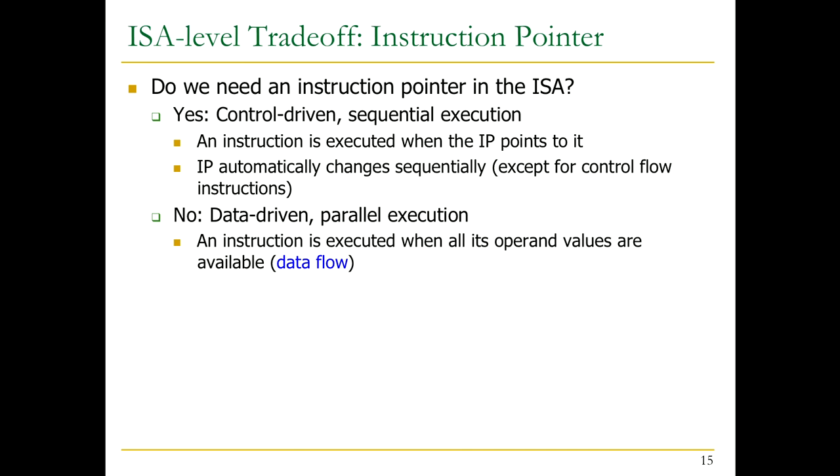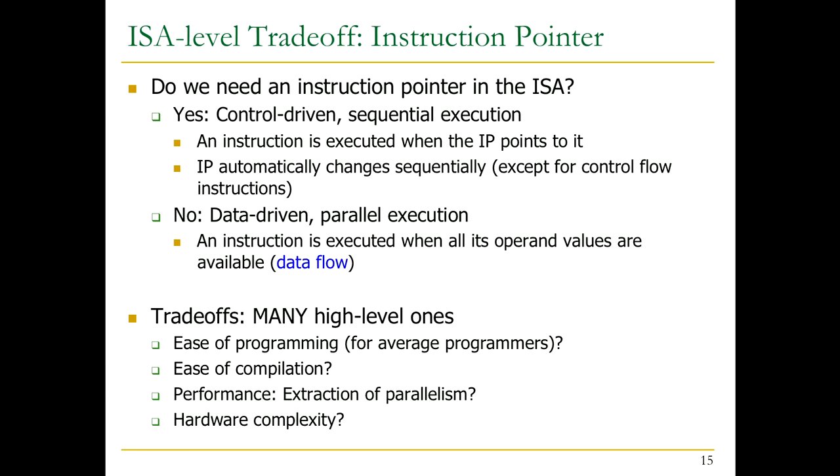An instruction is executed when all its operand values are available. Now the programmer needs to program in this way. Now there are many trade-offs over here which we're not going to get into. In the more advanced architecture course, we will cover some of these. But ease of programming for average programmers. Sequential execution is very easy, actually, it turns out, for many programmers. This may be a little bit harder. Ease of compilation, how do you compile to it? Performance, which one has better performance?